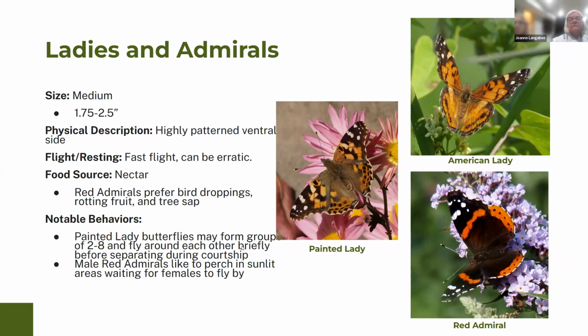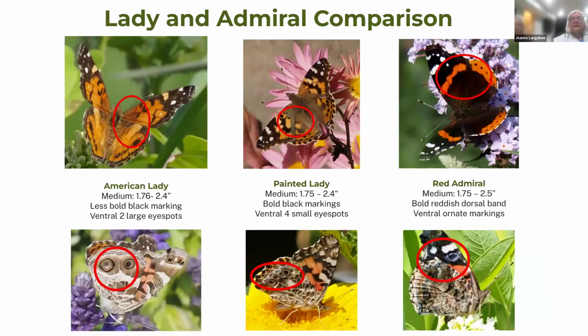The pattern size is on the dorsal. Probably can go to the next one. And well, red admirals prefer bird droppings, rotting fruit, and tree sap.